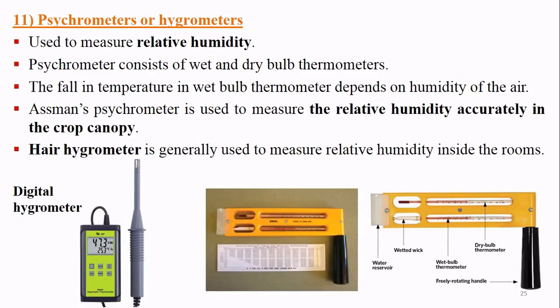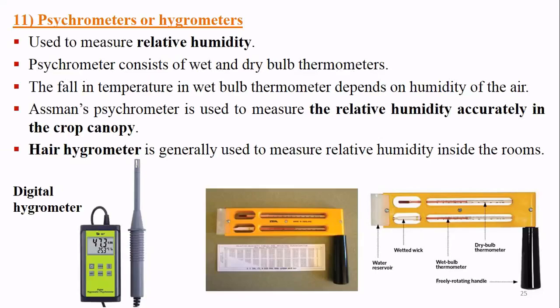Here, these hygrometers and psychrometers are used to measure the relative humidity. There will be a modified psychrometer used to measure the relative humidity accurately in a crop canopy. Specifically, they measure the relative humidity near the crop canopy. So for that, there will be a modified psychrometer. The normal psychrometer is the normal thing.